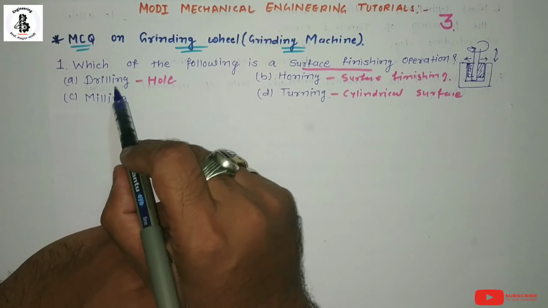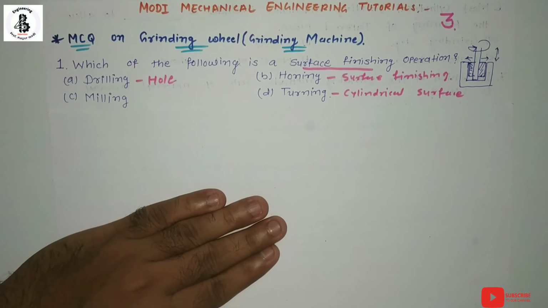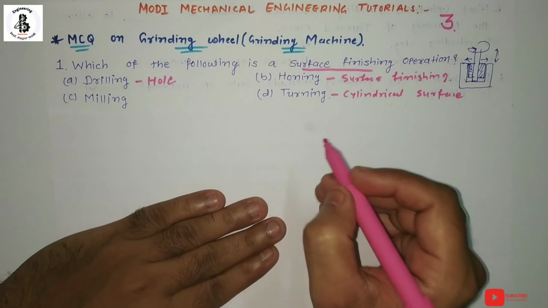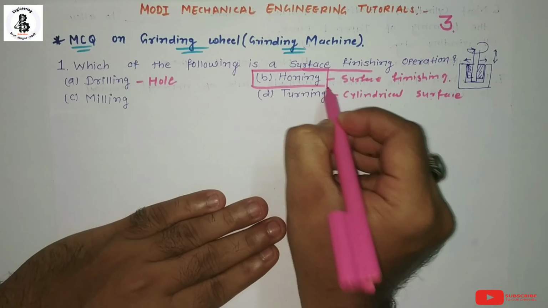So the question is, which of the following is a surface finishing operation? We already discussed it: option B, honing. The next question.